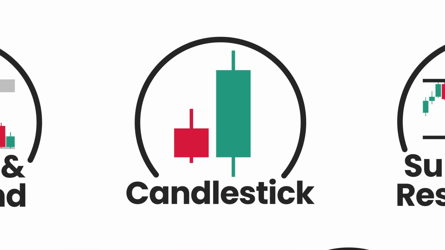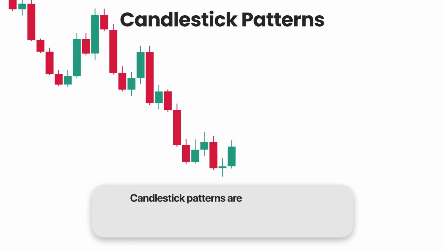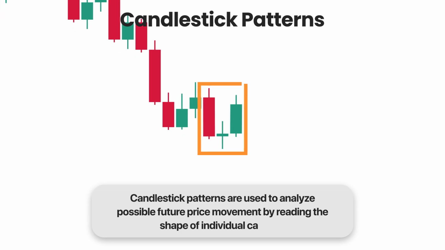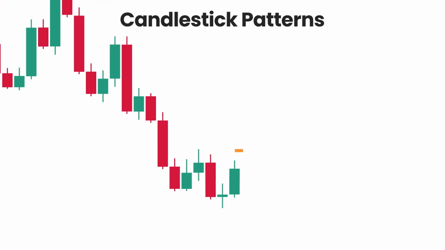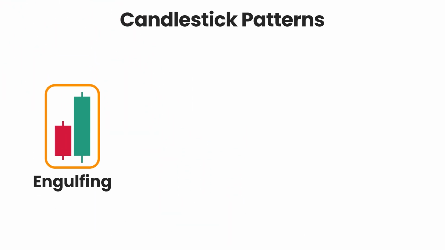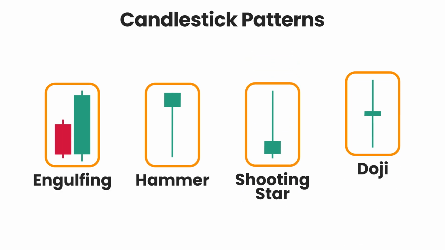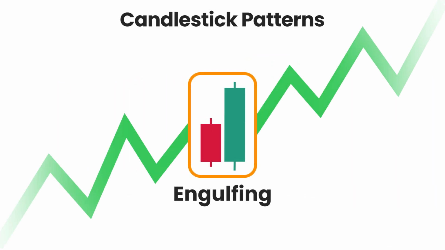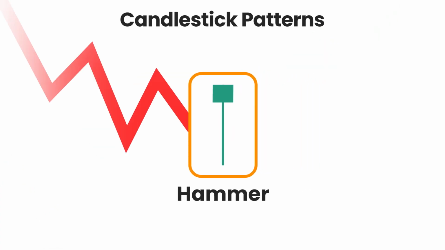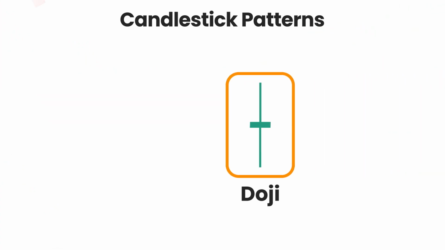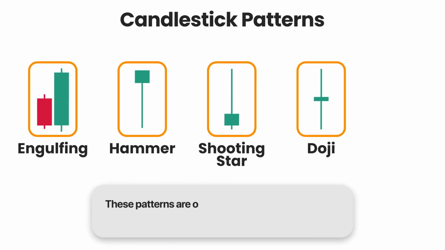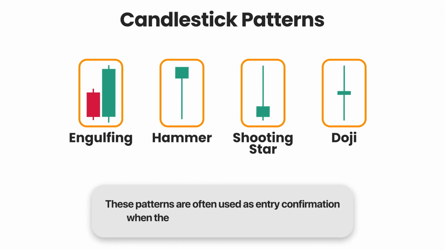Candlestick patterns. Candlestick patterns are used to analyze possible future price movement by reading the shape of individual candles. Some of the most common examples include engulfing candles, hammers, shooting stars, and dojis. An engulfing pattern can show strong momentum. A hammer or shooting star can show rejection. And a doji often shows hesitation or indecision in the market. These patterns are often used as entry confirmation when they form at an important price level.